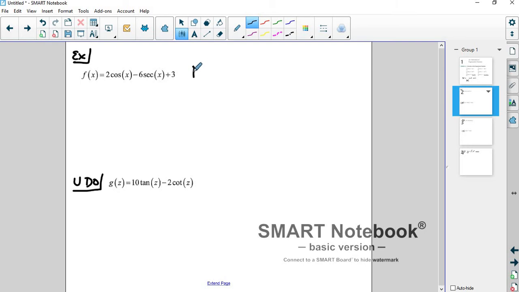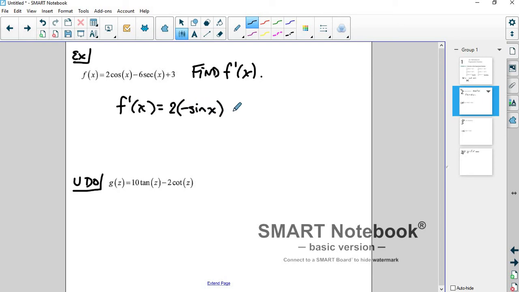Example 1, I want to find f prime of x for the given function. And so what do I have here? I have the constant 2 times cosine. 2 is a constant, which means it just comes along. And the derivative of cosine is negative sine of x.